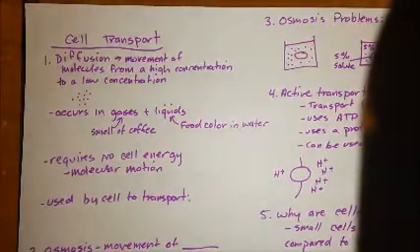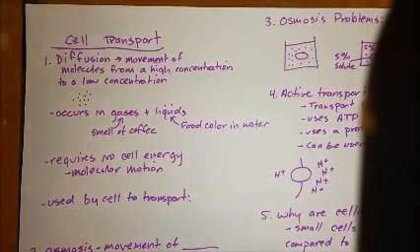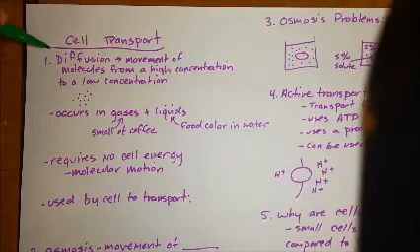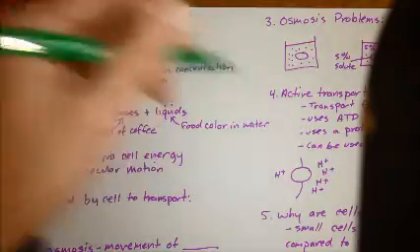Okay, this is the last topic for the cell processes unit, and the topic is cell transport. Three major ideas of how cells move materials in and out of them: diffusion, osmosis, and active transport.